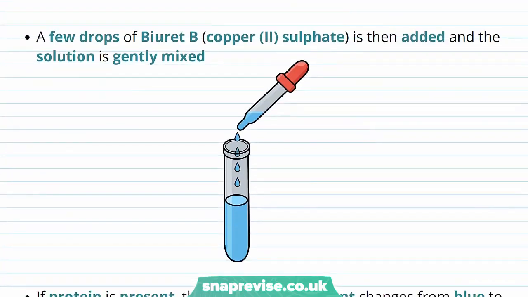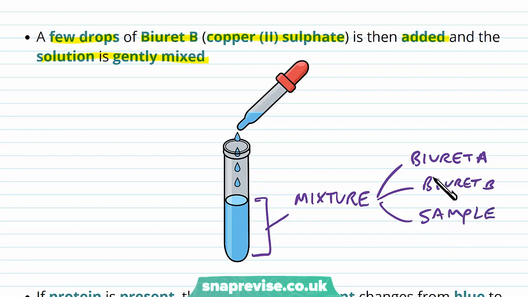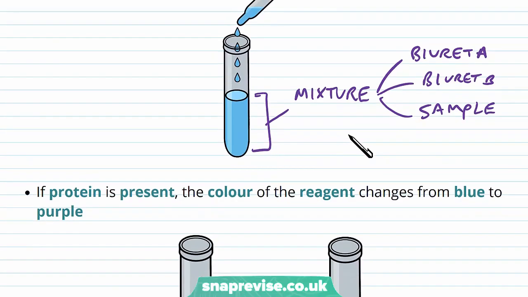After we've added the Biuret A, we add a few drops of Biuret B, and Biuret B is made up of copper 2 sulfate. So this is then added, and the solution is gently mixed. So now we have a complete mixture of Biuret A plus Biuret B plus our sample. And Biuret B is this copper 2 sulfate solution.